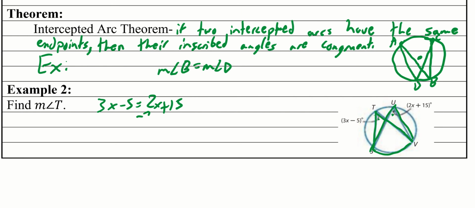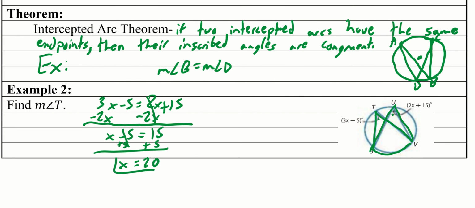And then do the algebra. Subtract 2x. These cancel out, and I'm left with x minus 5 equals 15. So add 5 to both sides, and we get x equals 20 here.